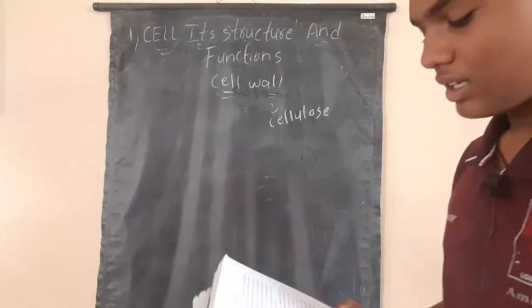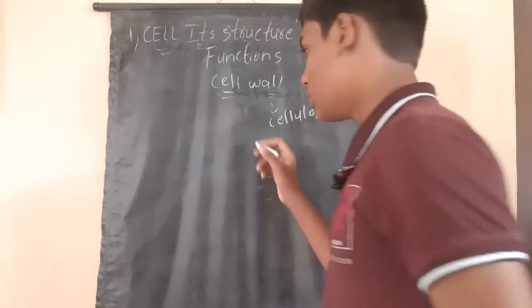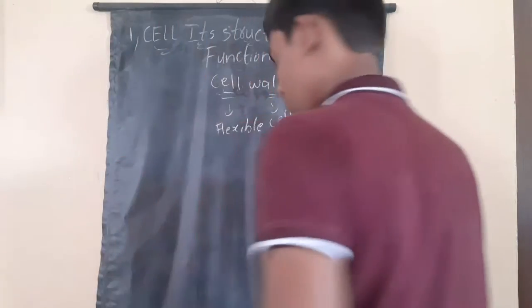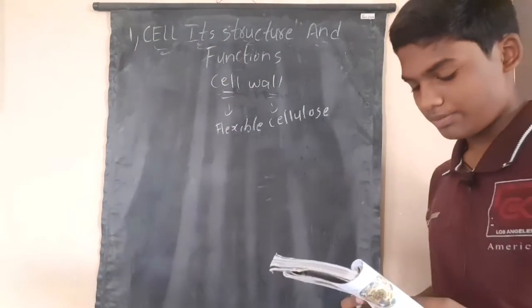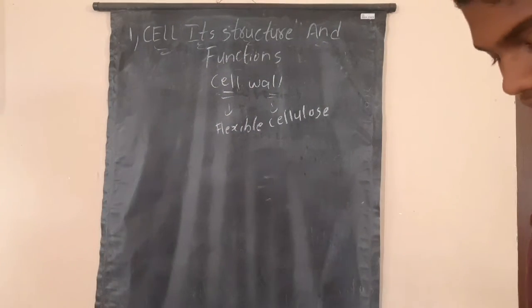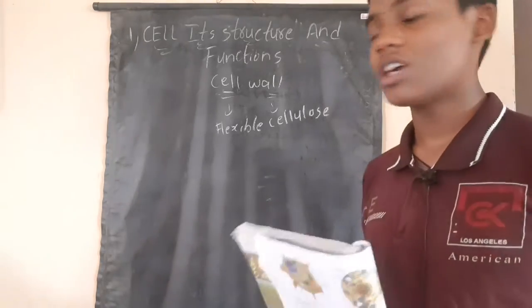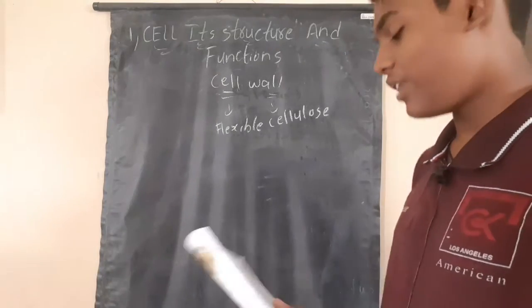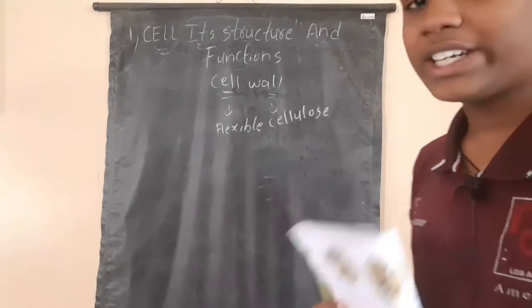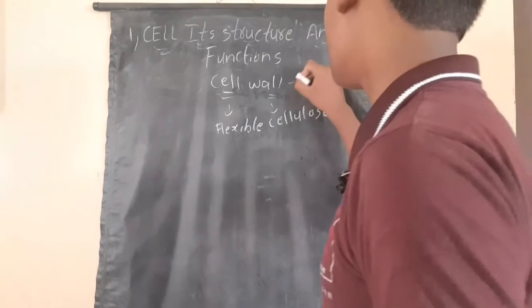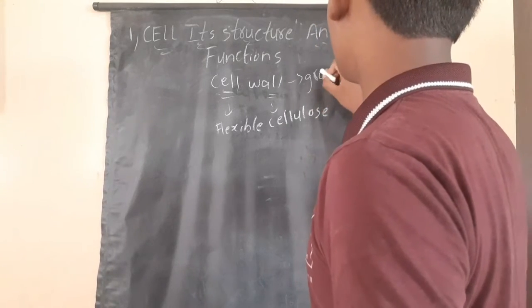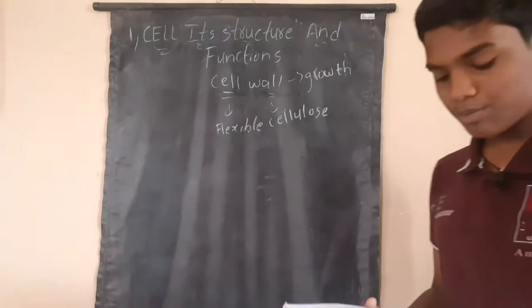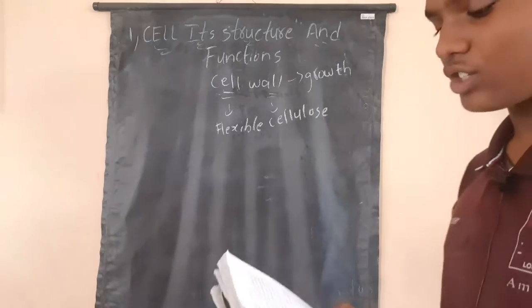Now, the cell wall is flexible. Okay, this is about the cell wall. Cell wall is mainly made of cellulose. It is present in plant cells and it is flexible. It helps in the growth of the plant. The cell wall in plant cells helps in the growth of the plant and it is very strong.